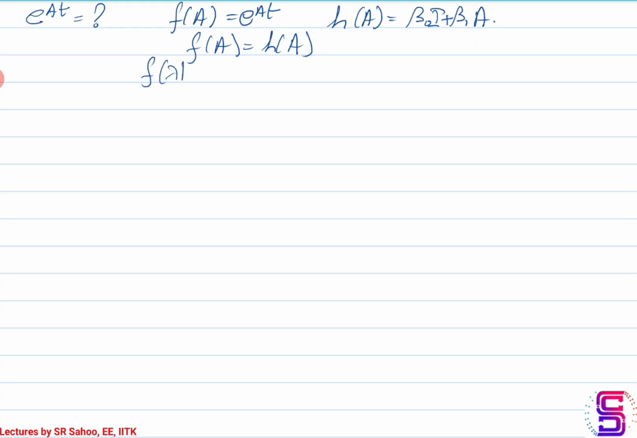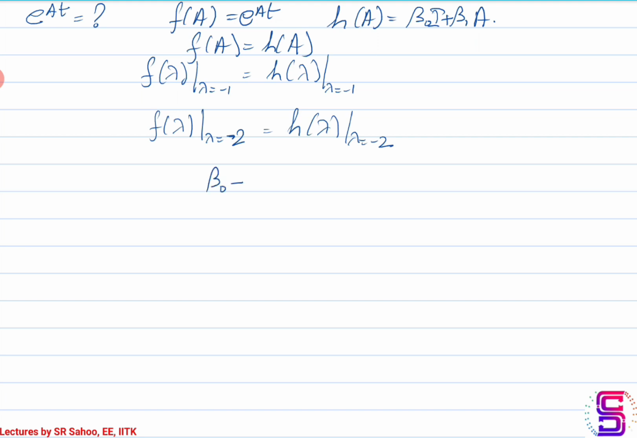If we solve further, f of lambda at lambda equal to -1 is h of lambda at lambda equal to -1, and f of lambda at lambda equal to -2 is equal to h of lambda at lambda equal to -2. So these two give me the equations beta 0 minus beta 1 is e power minus t, and beta 0 minus 2 beta 1 is e power minus 2t.